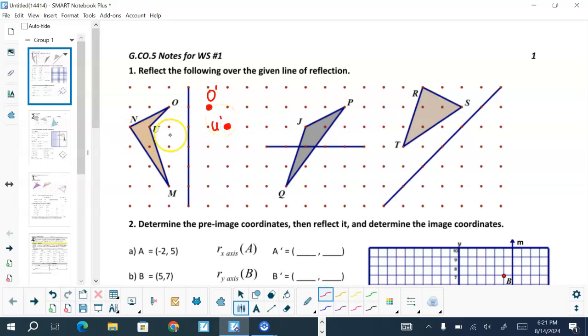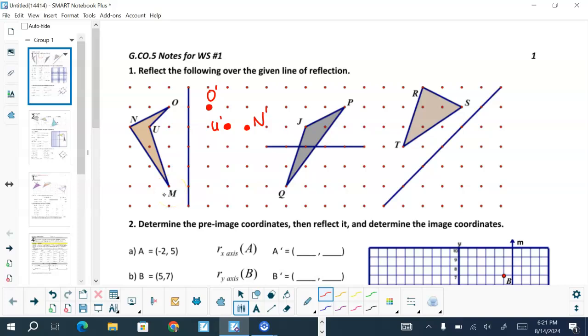Let's do the same thing with N. N is 1, 2, 3 spaces from the line. So we're going to go 1, U prime is at 2. So then this dot right here next to that U prime is going to be where N prime goes.